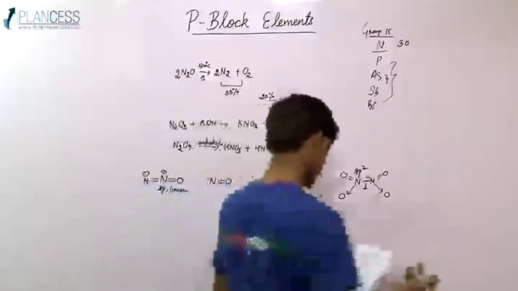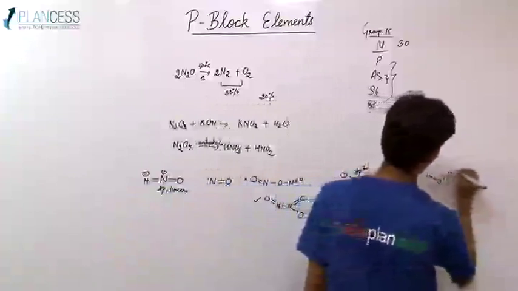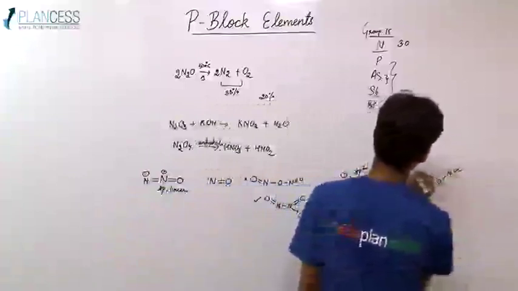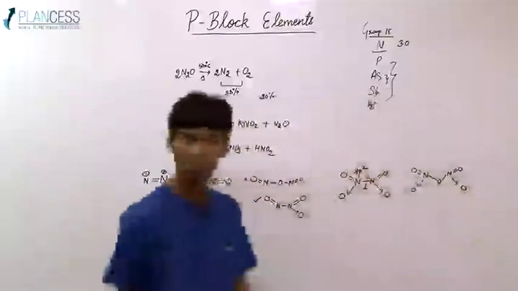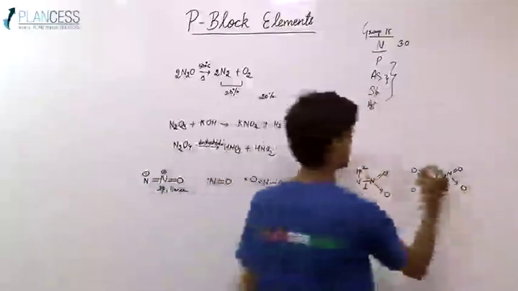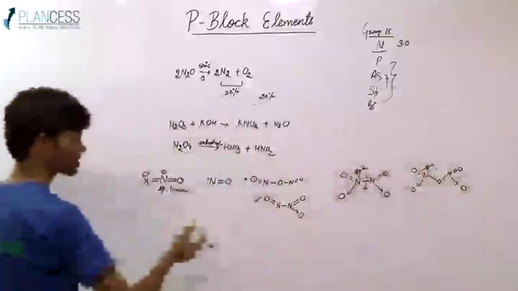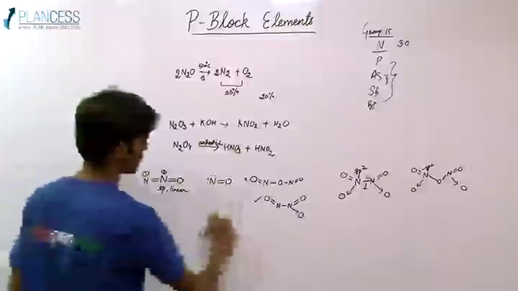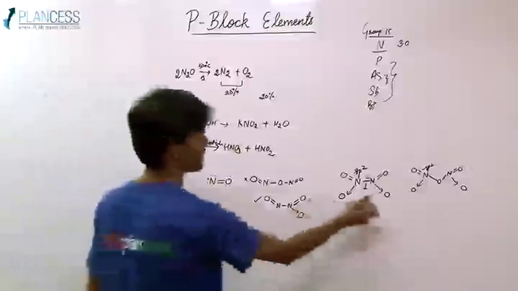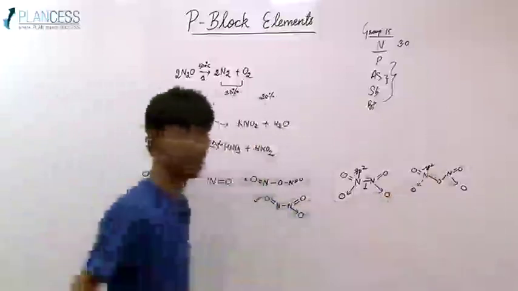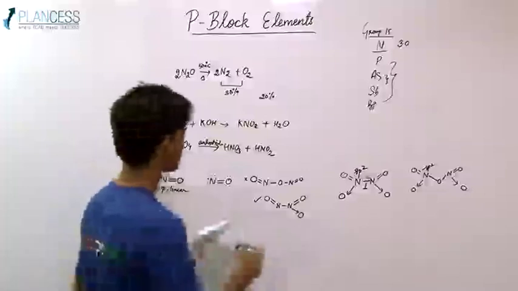Now next would be N2O5, which has an N-O-N bond, and here double bond O, here double bond O, and a donor bond here. So 3 bond pairs, no lone pair, sp2 hybridized, trigonal planar in shape. This is the structure for all the oxides of nitrogen, and it is very important because previously questions have been asked on the structure of the oxides of nitrogen. So this was all about the oxides.